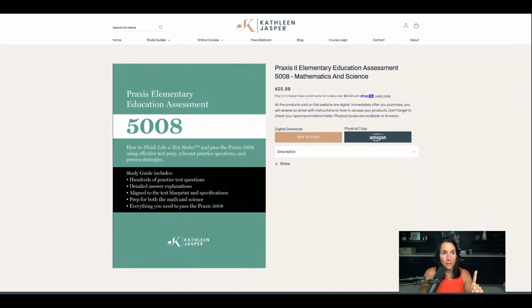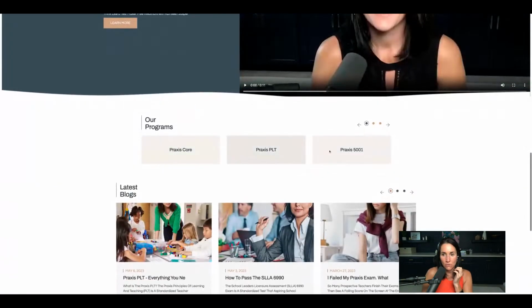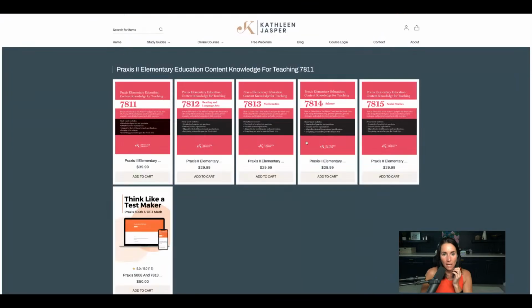The same goes with the 7811. Let's say you took the full test here and you passed math and science, and all you have left is social studies and language arts. You're only going to have to take those two. They are scored separately. The only difference is that the 5006 has two subtests and the 7811 has four, but they are scored separately. I hope that makes sense.